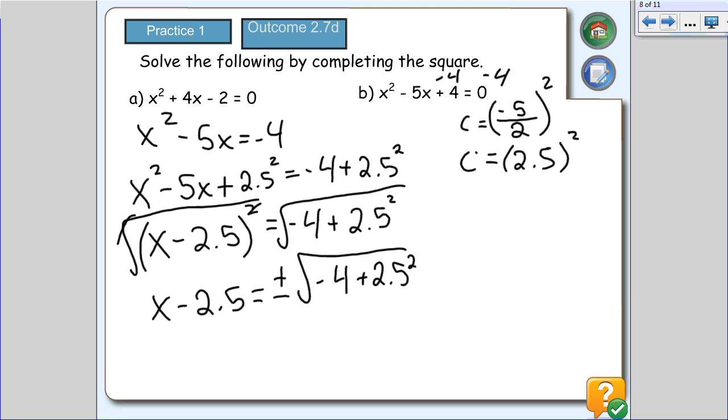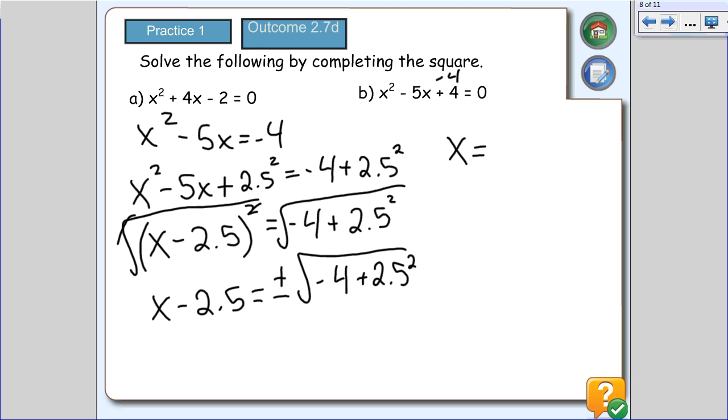Add 2.5 to both sides. And you get x is equal to 2.5 plus or minus square root negative 4 plus 2.5 squared. I kind of phased off there. That's negative 4 plus 2.5 squared under the root sign.